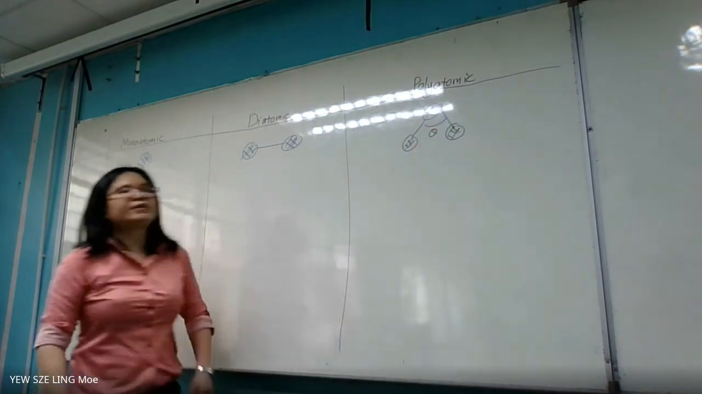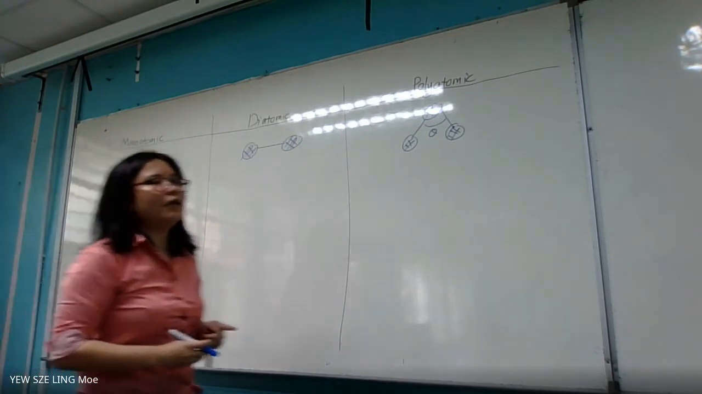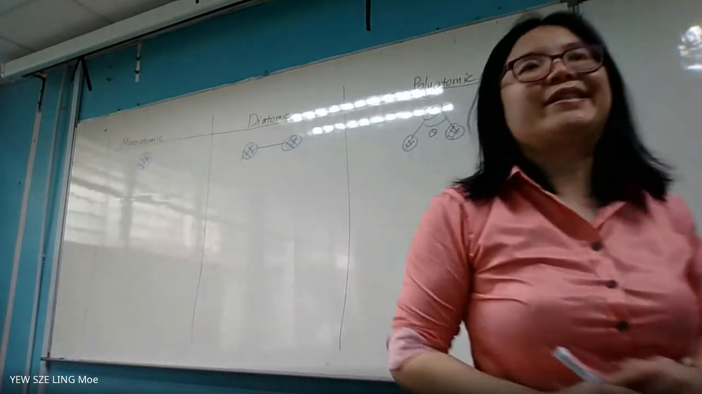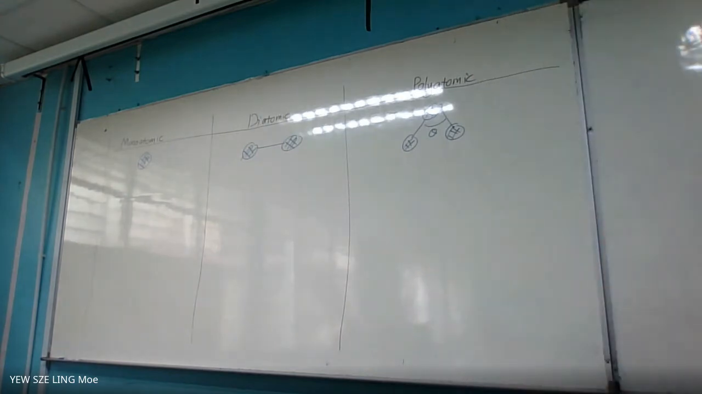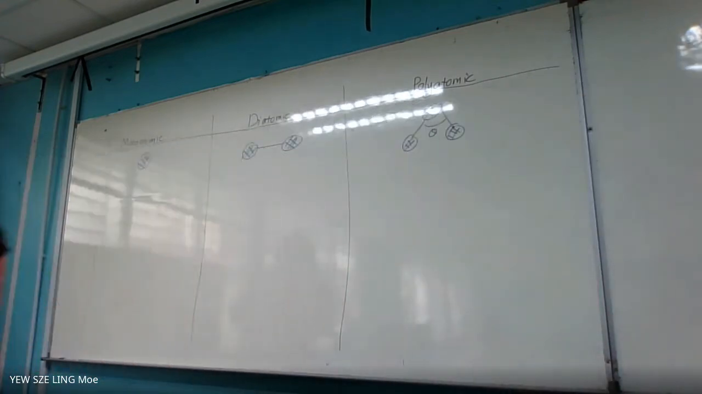Okay, so now let's see. The first thing when it comes to this chapter is that we need to learn how to determine the number of degrees of freedom of these three types of molecules: monoatomic, diatomic, and polyatomic. So the first thing that you need to know is about the translational motion. There are two types of motions that we're going to look at.